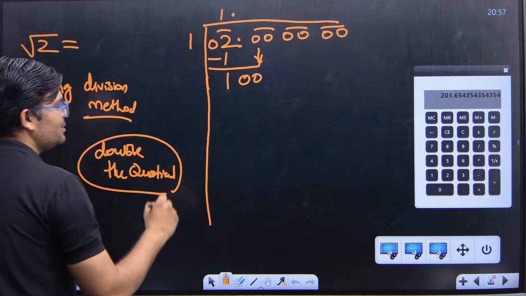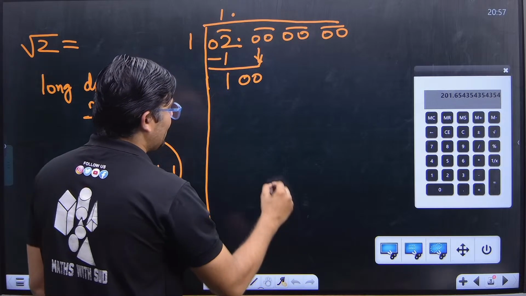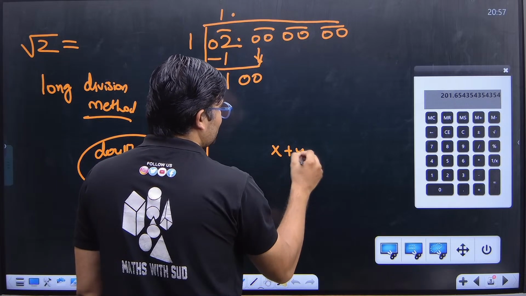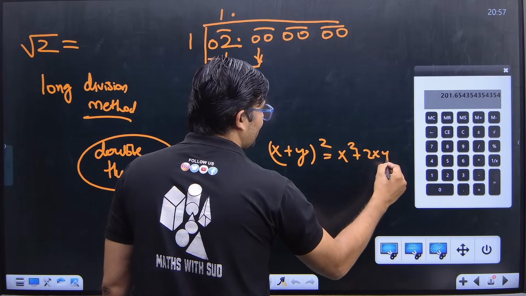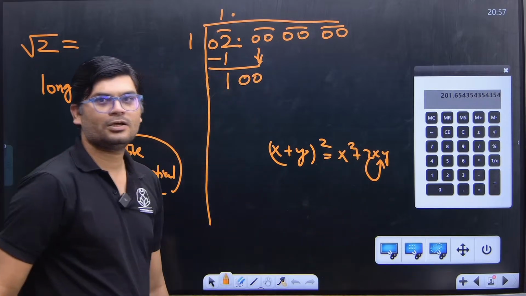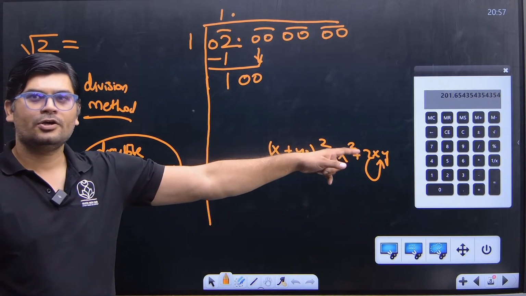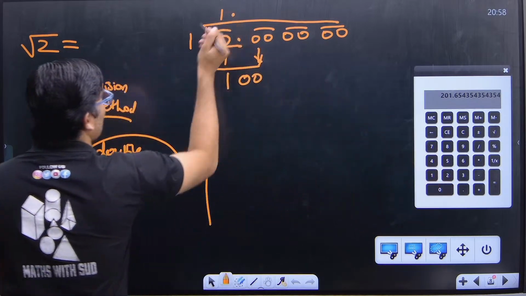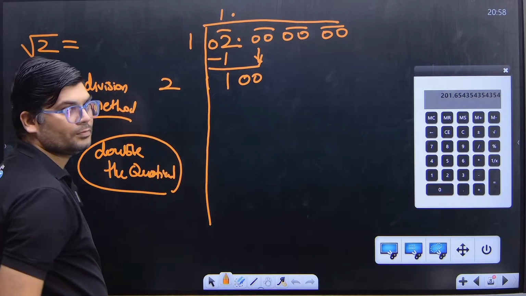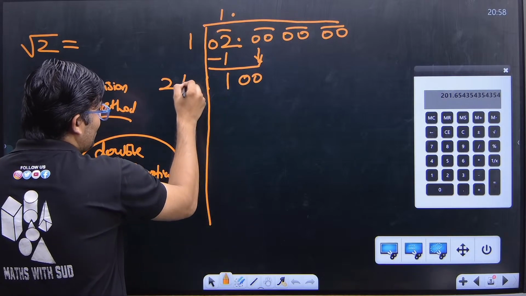Now you might be saying, sir, why is it so? So I will tell you, dear. If you do x plus y whole square, what you do? x square plus 2xy. You always double the quotient. Are you getting it? Yeah. You multiply 2 times x. So that means you are doing double. Double of 1 is what? 2. Again you have to write a number here.